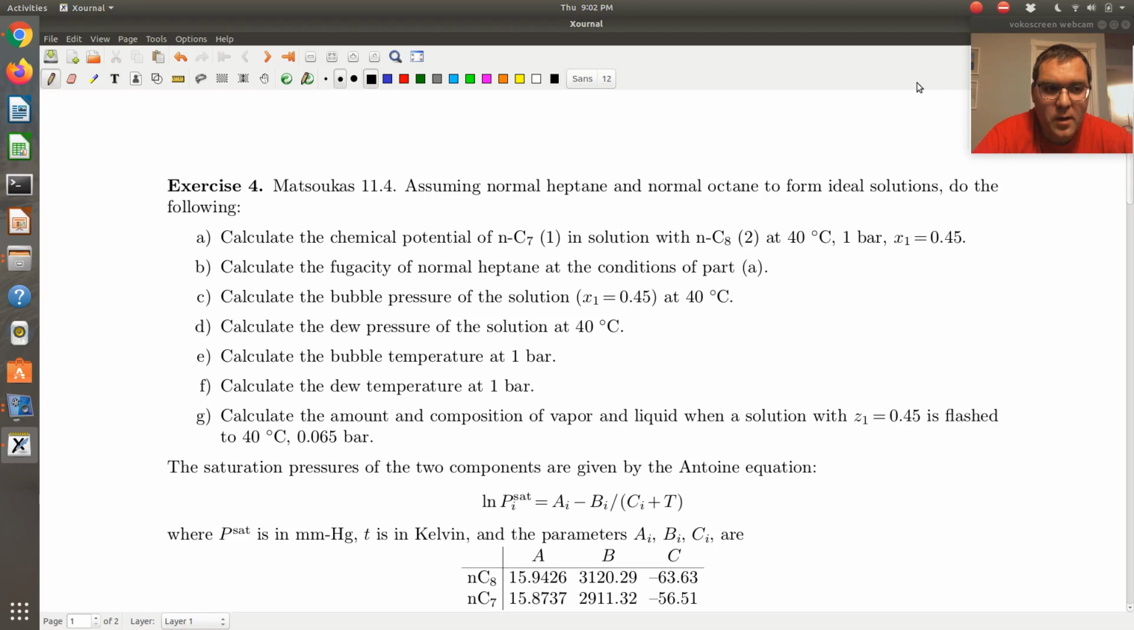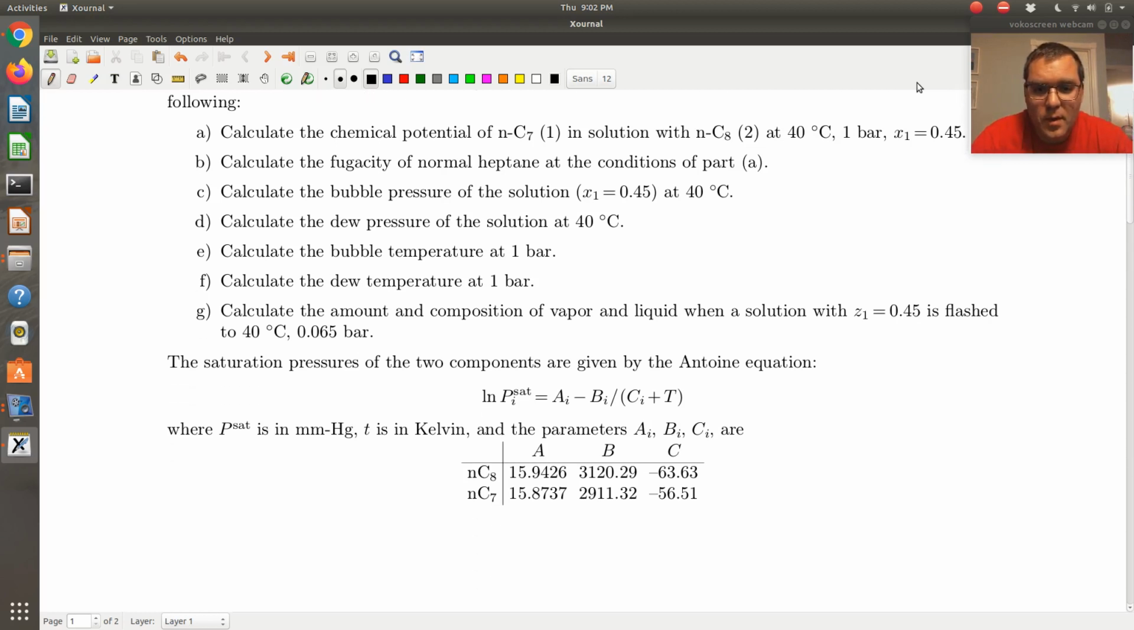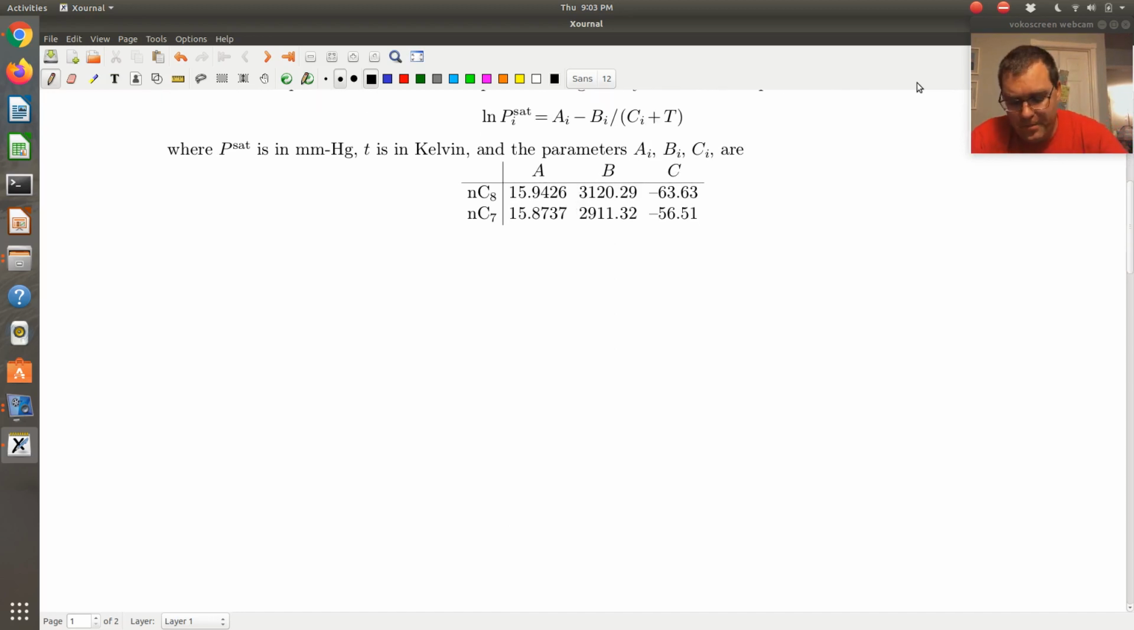A. Looking at it initially, it seems like a piece of information must be missing, in that you can't just calculate an absolute chemical potential. It has to be relative to something. So let me write out what I would assume they are. If I had to calculate the chemical potential of a component in a mixture, how am I going to go about that?